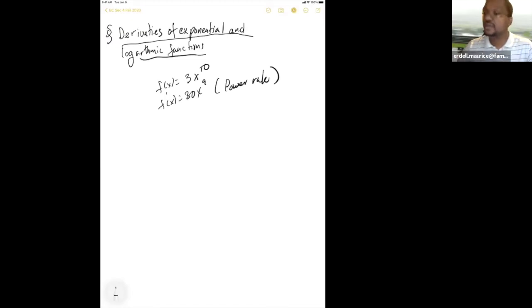Today, we're moving on to the new rules, and that is when we have exponential or logarithmic functions. Let's start with exponential functions.